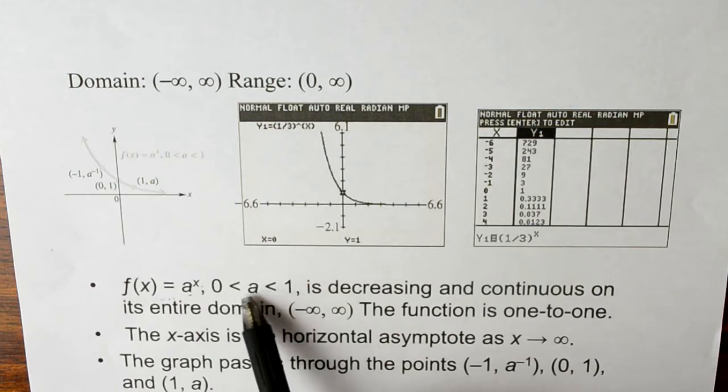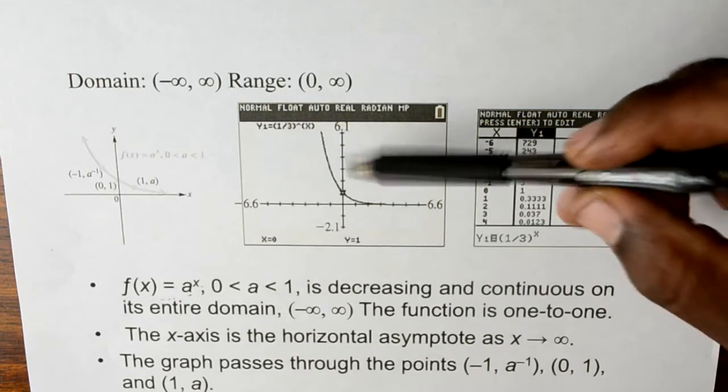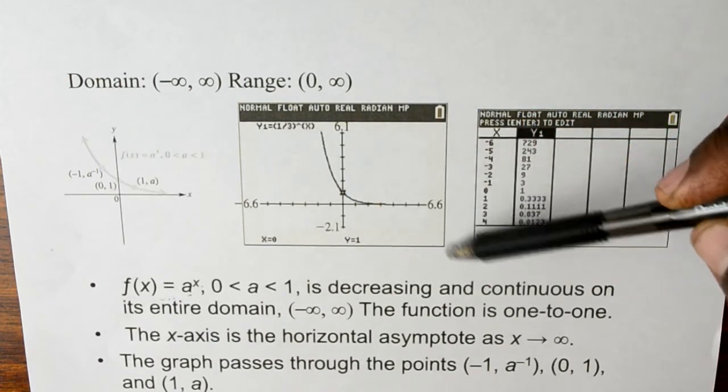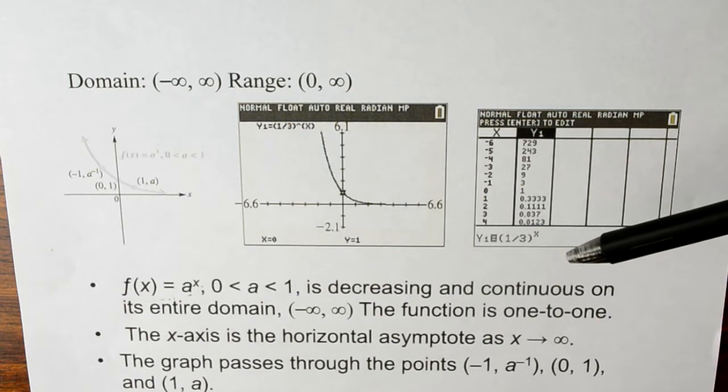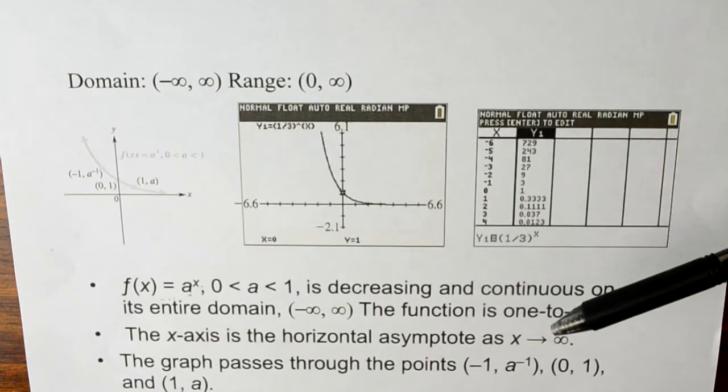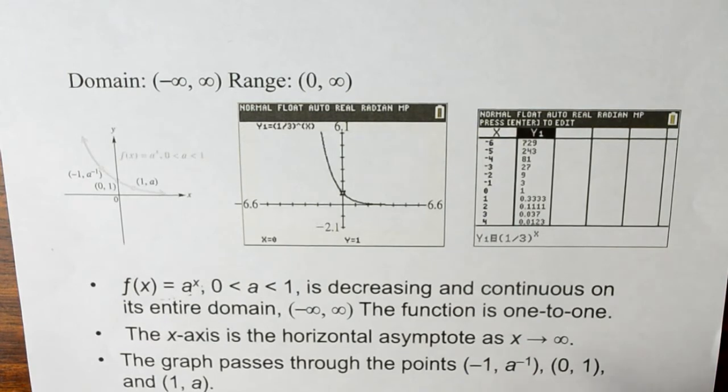If the base a is between 0 and 1, the function appears as so, and it's decreasing and continuous on the entire domain from negative infinity to infinity. This is a one-to-one function. The x-axis acts as the horizontal asymptote, and the graph passes through the points -1, a raised to the negative first power, where a is the base of your exponential function. It passes through the point 0, 1, and it also passes through the point 1, a.